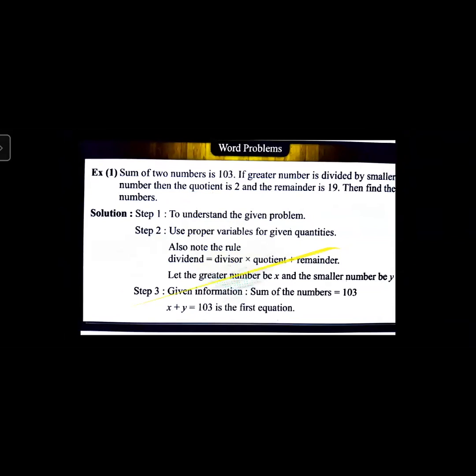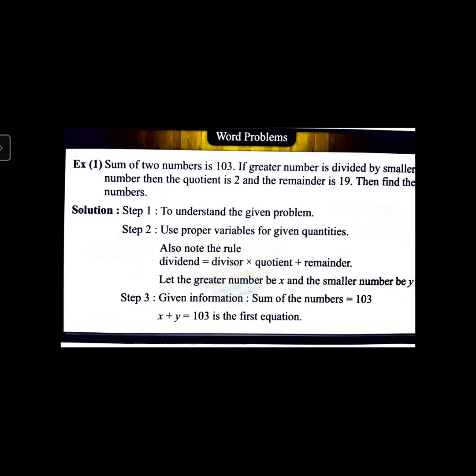Sum of two numbers is 103. So first you have to use the proper variable for given quantities. Before using proper variable, you have to note the proper formula. The rule is: dividend is equal to divisor multiplied by quotient plus remainder. So we have to use the proper variable. For the greater number we are assuming x and smaller number be y.